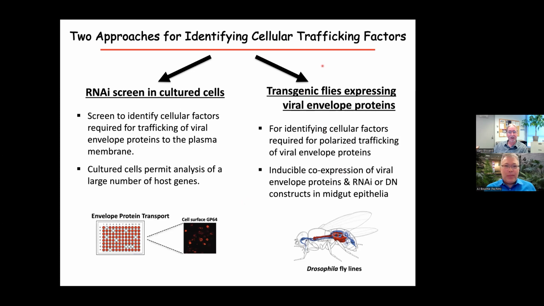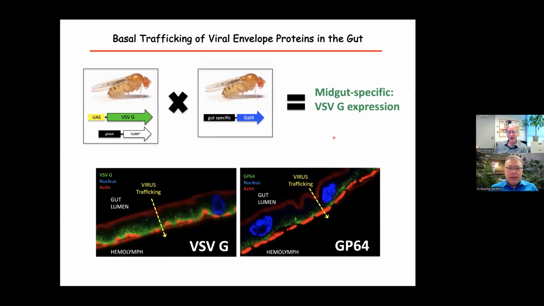The last bit I was going to talk about are the transgenic flies. For this, we rely on the expertise of our collaborator, Nicholas Bouchon, who's a Drosophila geneticist. We've been able to build fly lines that allow us to express our model envelope proteins, and I just show VSVG here in the gut. We use a GAL4 UAS system, which is common in Drosophila, and this allows us to express our envelope protein only in the midgut.